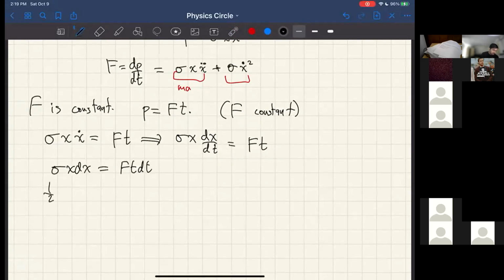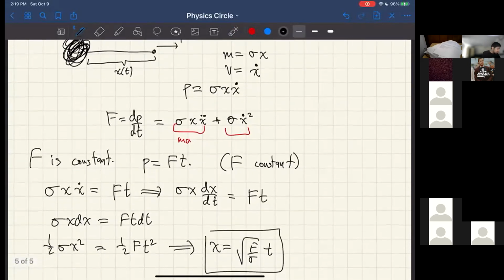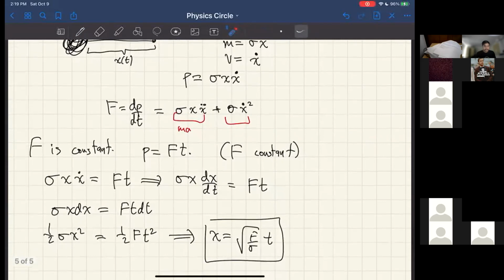And if I integrate this, then I get 1/2 sigma x squared, which implies that x is proportional to t, which means the end of the chain moves at a constant velocity in this case, which is quite interesting. Normally, if you pull at an object with a constant force, it moves with constant acceleration. But in this case, due to the fact that the mass is changing and all that, it actually ends up moving at a constant velocity.